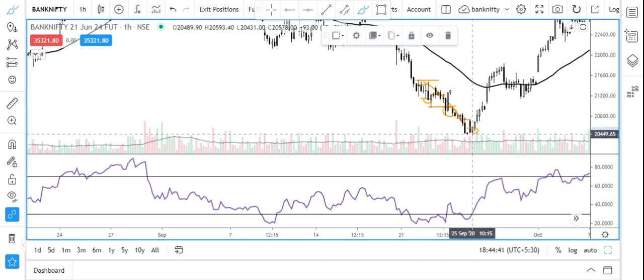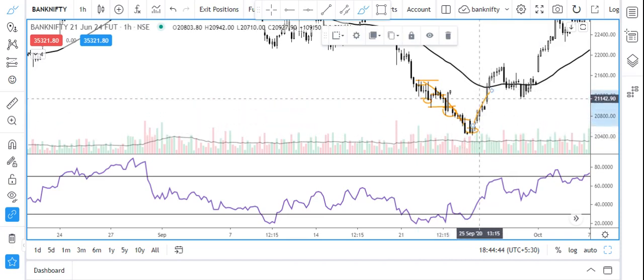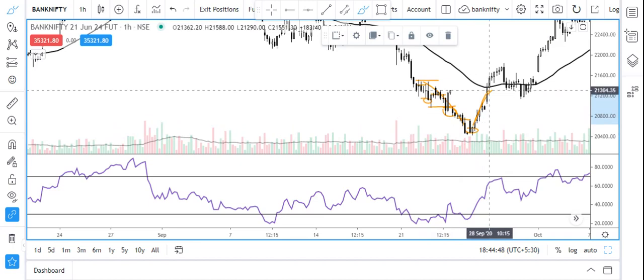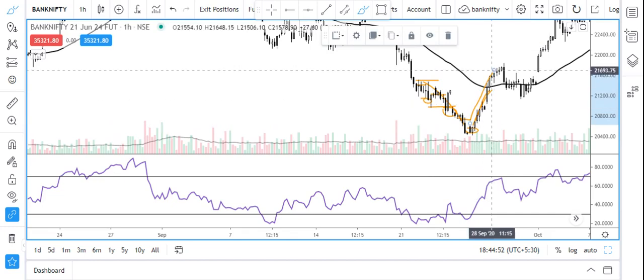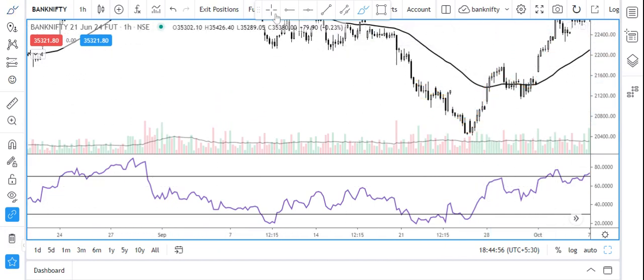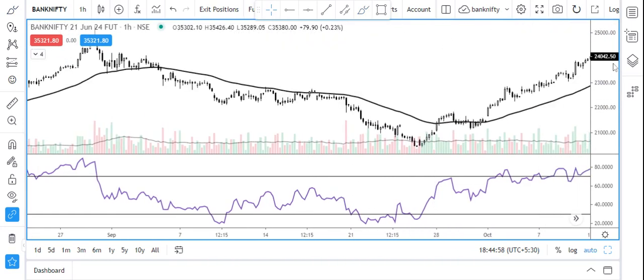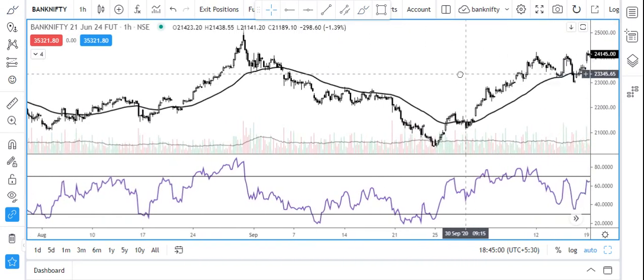But when a particular trade works out in our favor, this is the first identification that the trend has changed, because after 2-3 losses the trade has now worked, and we'll get a very big move on the upside after that. So all these observations you'll get to know once you start backtesting it over historical data.